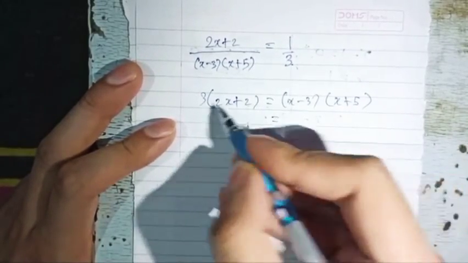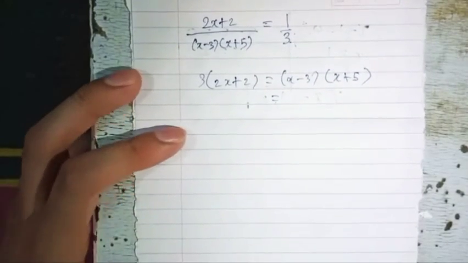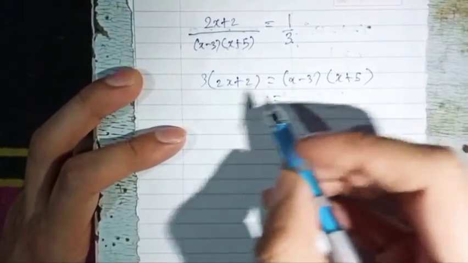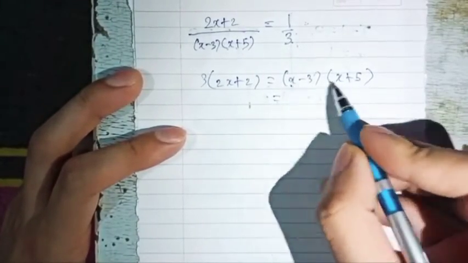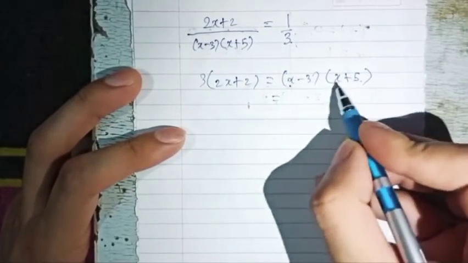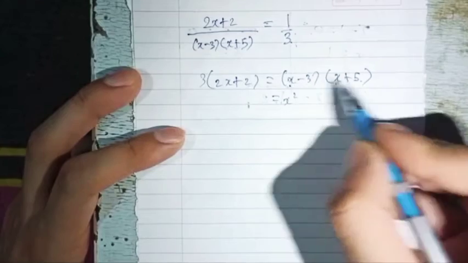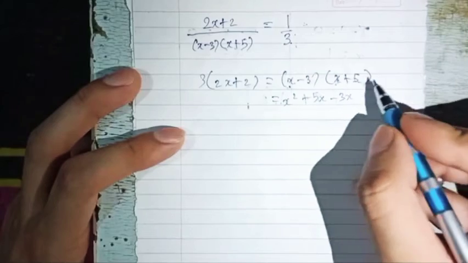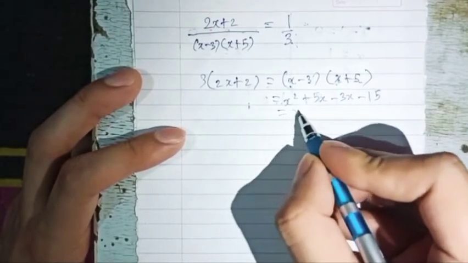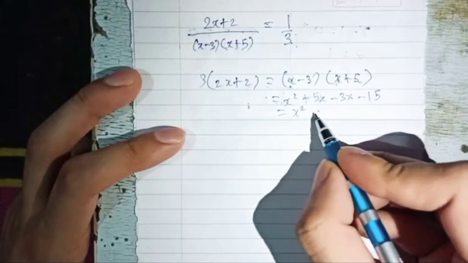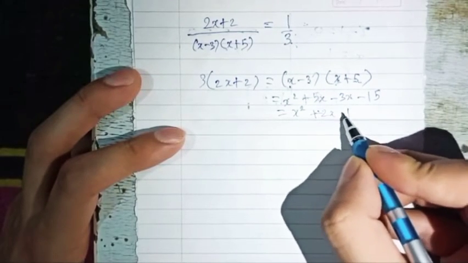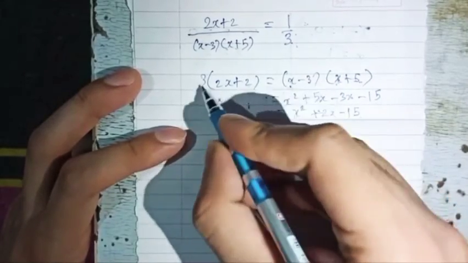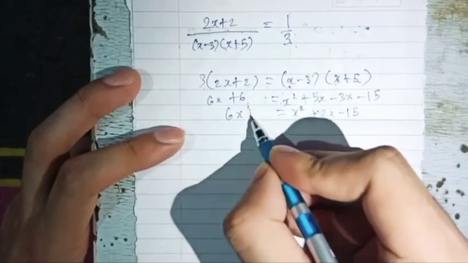First of all, x minus 3 into x plus 5, this term we will multiply. So x into x, x square, x into 5, 5x, minus 3 into x, minus 3x, minus 3 into 5, minus 15. So it will become x square, 5x minus 3x becomes 2x, plus 2x and minus 15. And here 3 2s are 6x, 3 2s are 6, that means 6x plus 6.